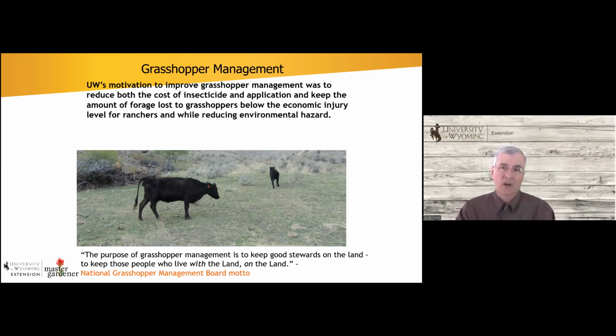As far as being a problem, the University of Wyoming's motivation was to improve grasshopper management: to reduce the cost of insecticide and application when necessary, and keep the amount of forage loss to grasshoppers below the economic injury level for ranchers, while still reducing environmental hazard.